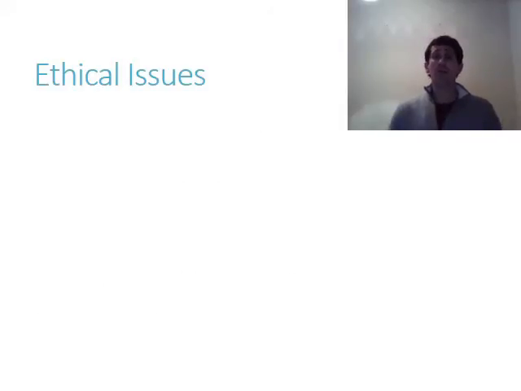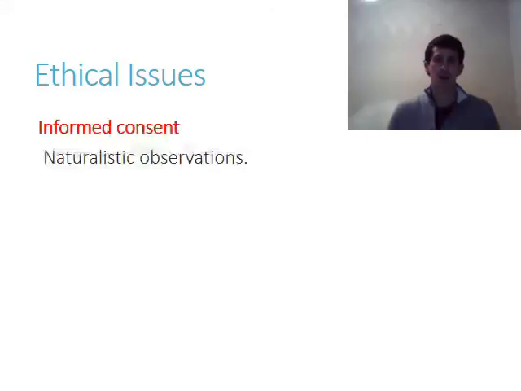We also get a lot of ethical issues when it comes to observation. So it is very difficult to get informed consent, especially if you're doing a naturalistic or covert observation. You can't get someone's informed consent. Otherwise, they're going to know they're being observed. They're going to know and they'll change their behaviour.